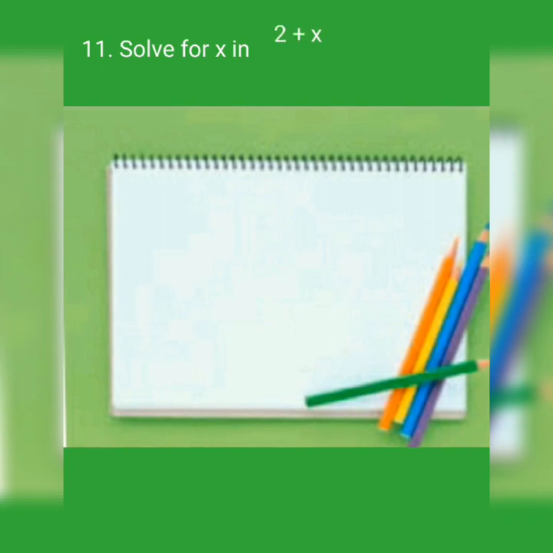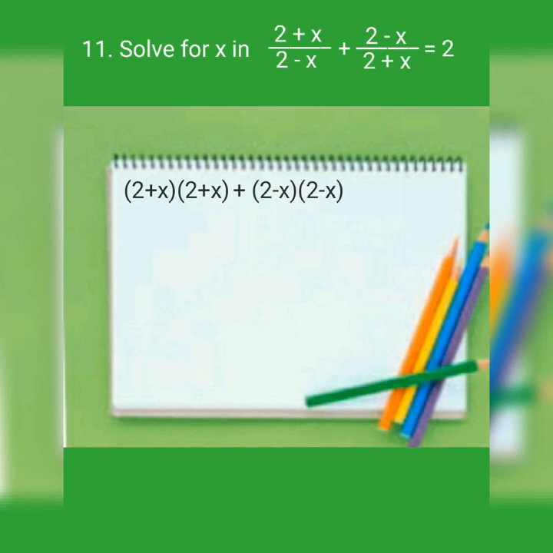Solve for x in 2 plus x all over 2 minus x plus 2 minus x all over 2 plus x is equal to 2. Multiply both sides by 2 plus x and 2 minus x. The resulting equation will be 2 plus x times 2 plus x plus 2 minus x times 2 minus x is equal to 2 times the quantity of 4 minus x squared.